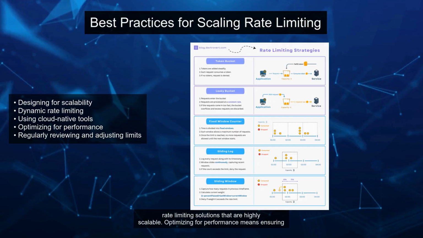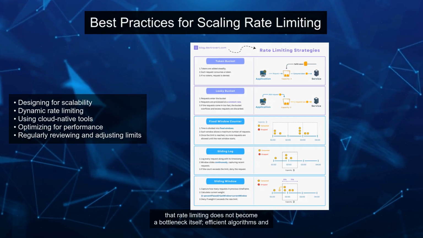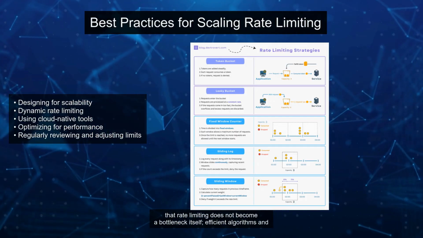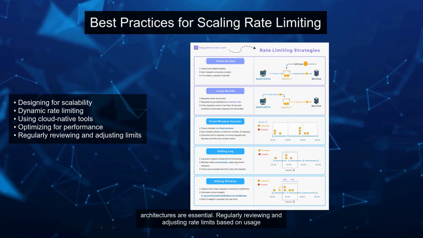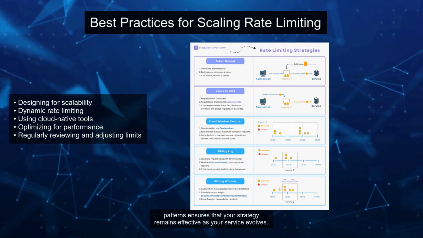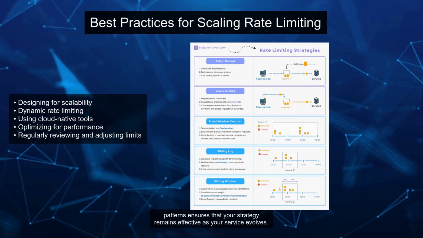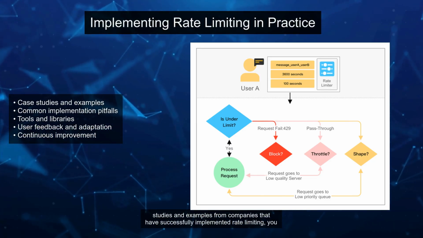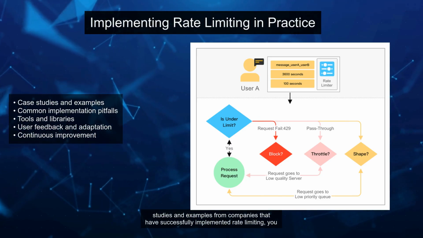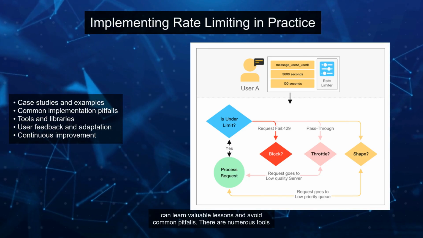Leveraging cloud-native tools and services can simplify scaling, as many cloud providers offer built-in rate limiting solutions that are highly scalable. Optimizing for performance means ensuring that rate limiting does not become a bottleneck itself. Efficient algorithms and architectures are essential. Regularly reviewing and adjusting rate limits based on usage patterns ensures that your strategy remains effective as your service evolves.